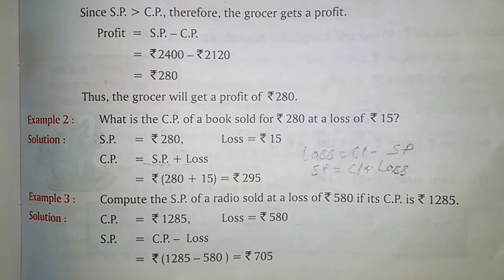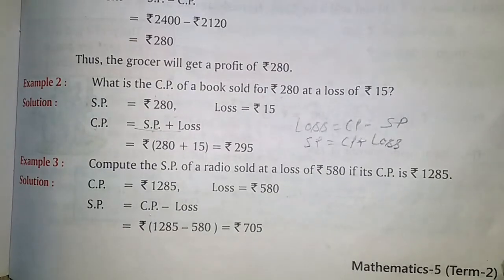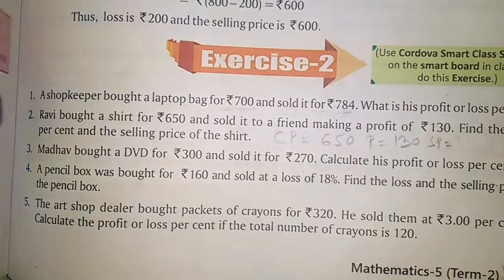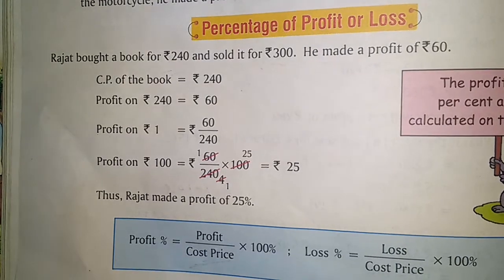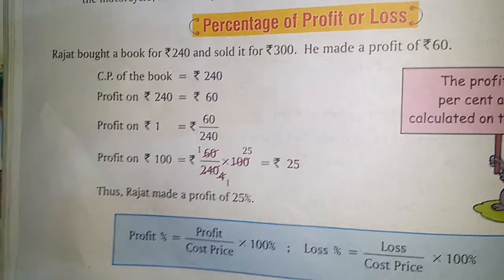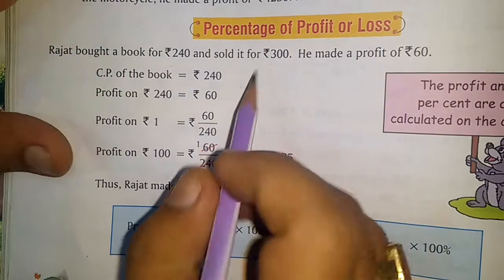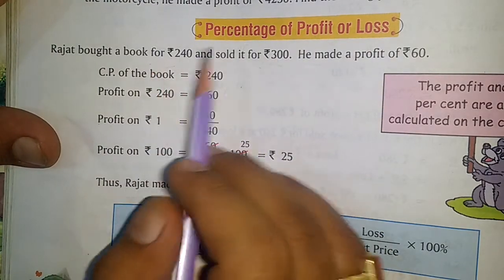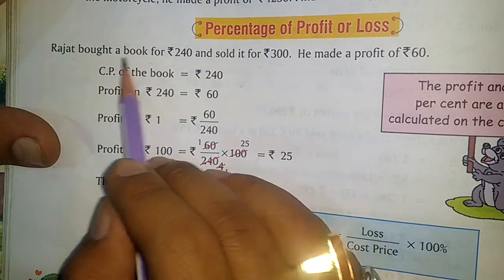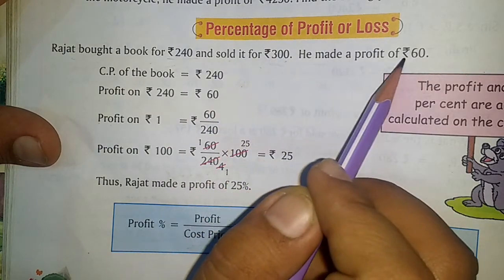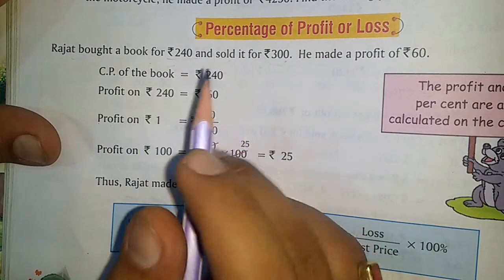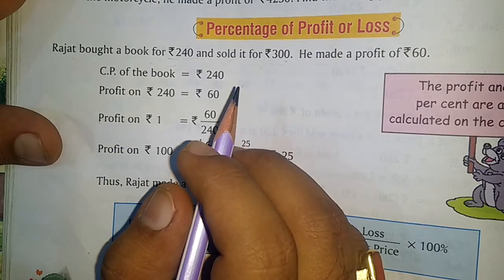Okay, now we come to our percentage part. See how to take out the percentage of profit or loss. As I have told you earlier, if SP is greater than CP, here Rajat bought a book for rupees 240 and sold it for rupees 300. He made a profit of rupees 60. Okay, now what is the profit percent? How can we take it out?